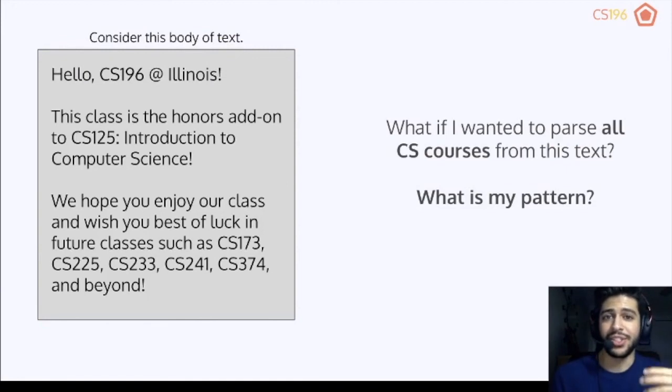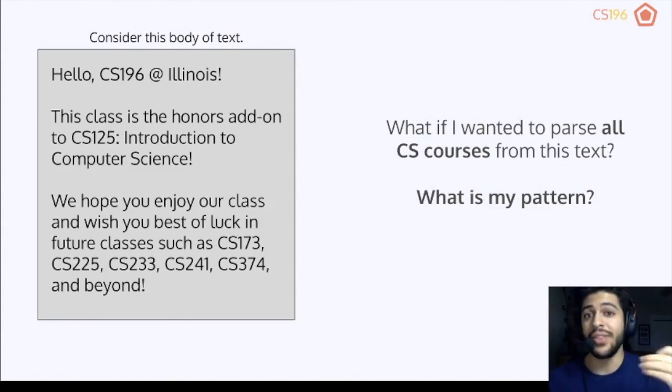So let's go ahead and start building up from the bottom up, right? So same body of text, but now in this case, let's say I don't want to just get CS196. Let's say I want to get all CS courses from this text. So CS196, CS125, 173, and so on and so forth. So in this case, I can't just write CS196 again, of course, because that would be looking for C followed by S, followed by 1, followed by 9, followed by 6. Instead, what I need is something that abstracts away those numbers, right? I want CS and then just any 3 numbers, right?